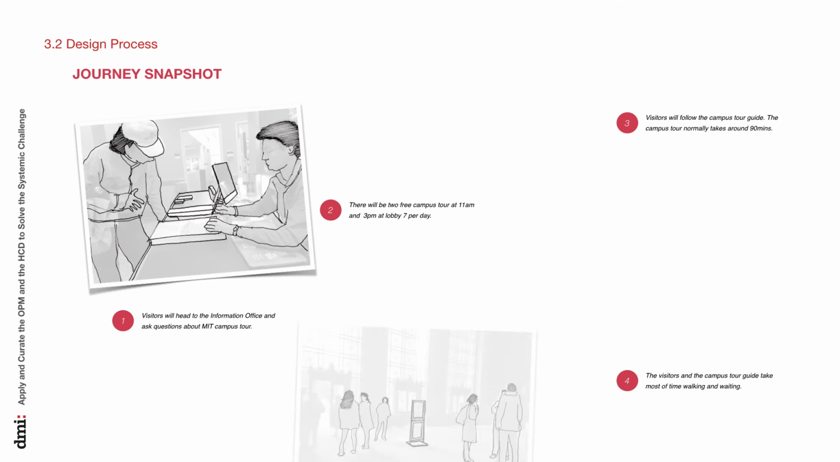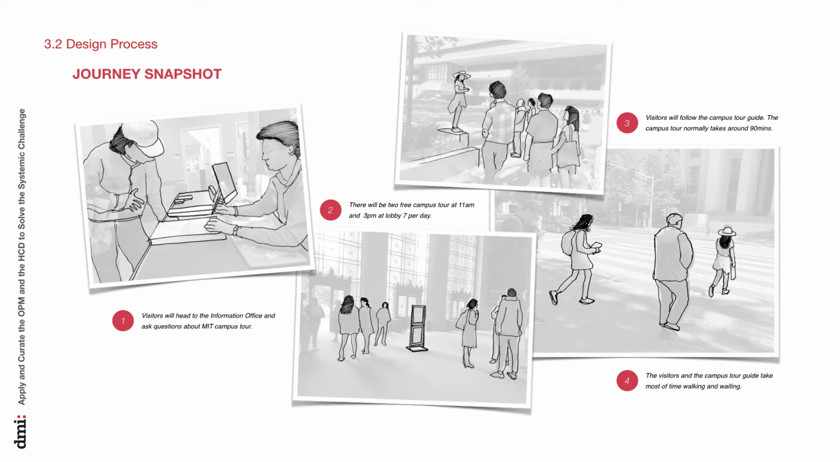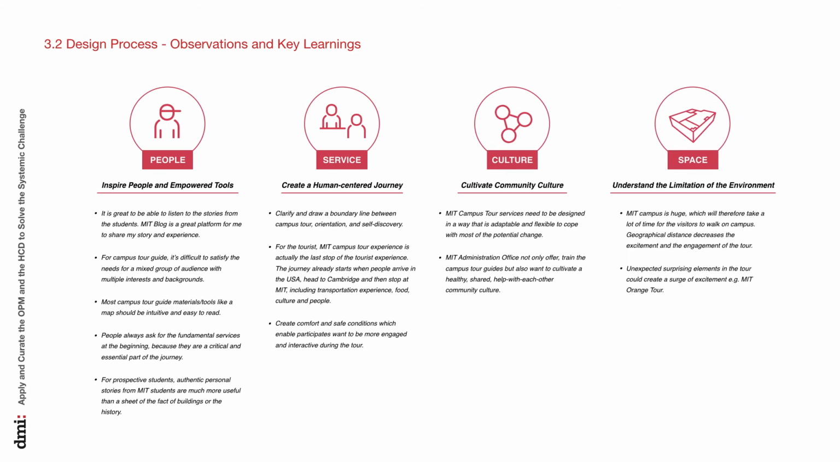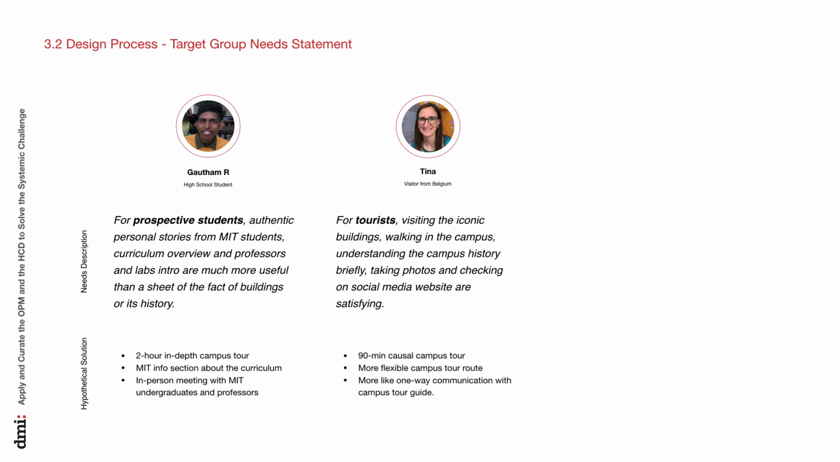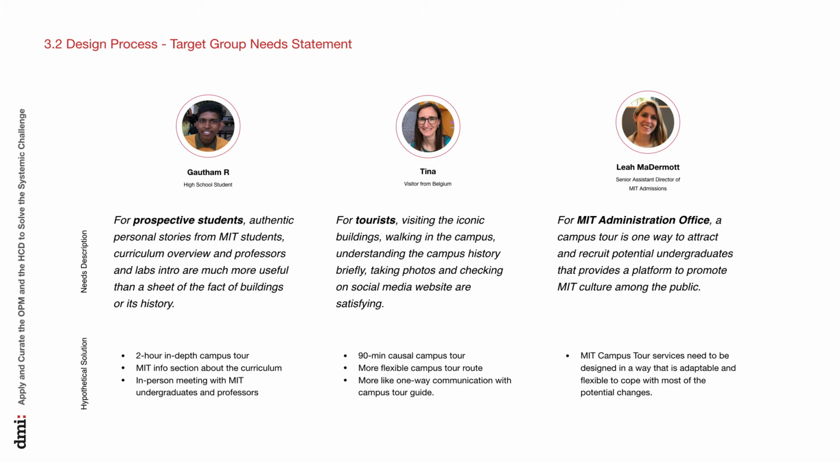So we also need to understand the journey of the existing campus tour experiences and how to become the campus tour guide. And here are some observations and key learnings. And finally, we kind of understand the target group needs statement. So for students, knowing the curriculum, professor, and the lab are very critical. For visitors, probably a brief MIT history and taking photos of scenic spots is kind of important for them. And for the university itself, hiring the best students and making sure the MIT brand is consistent is kind of what they need.